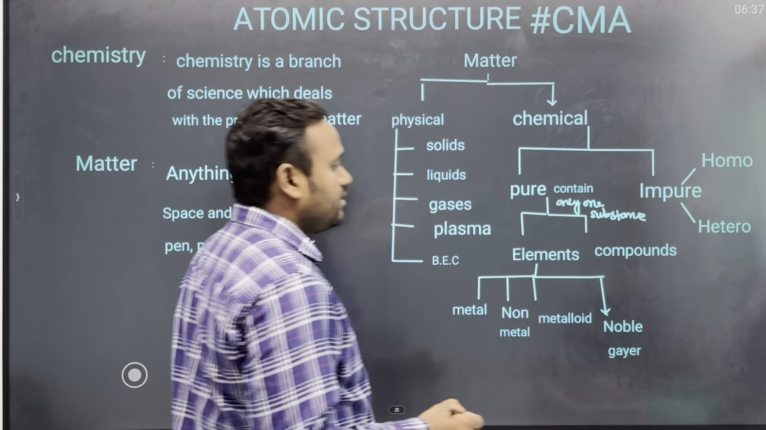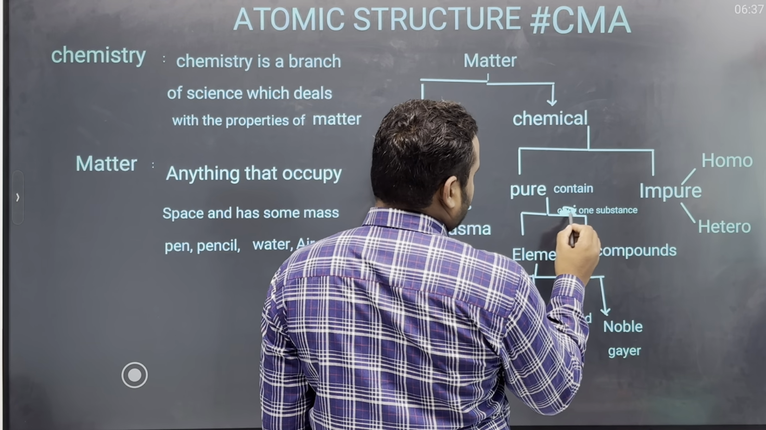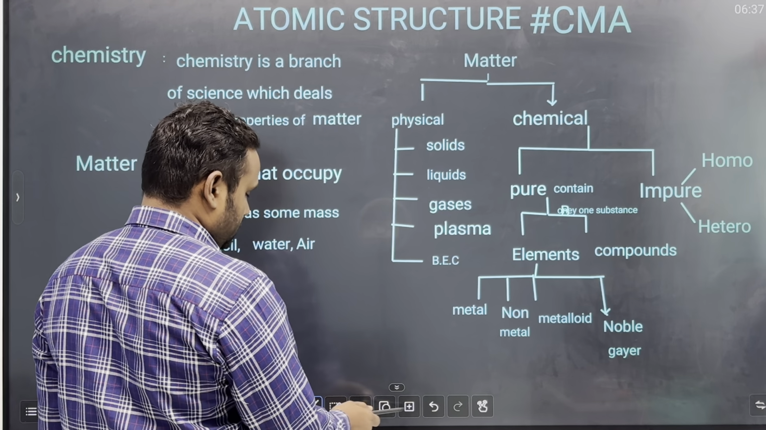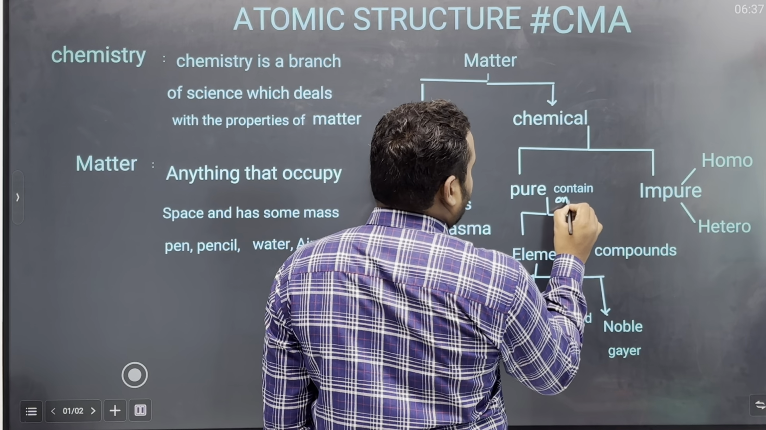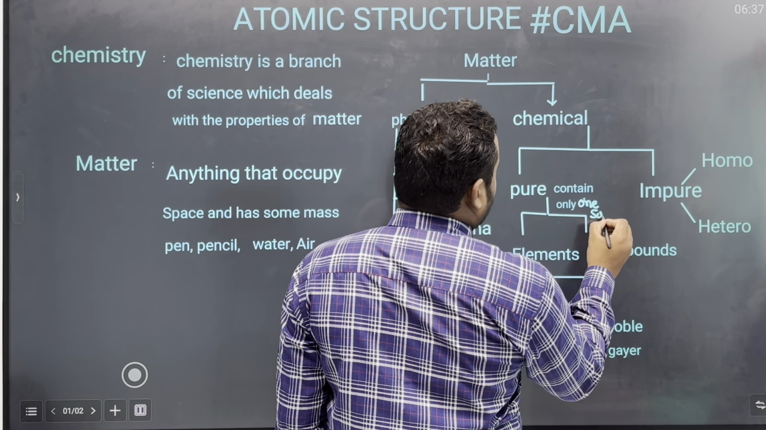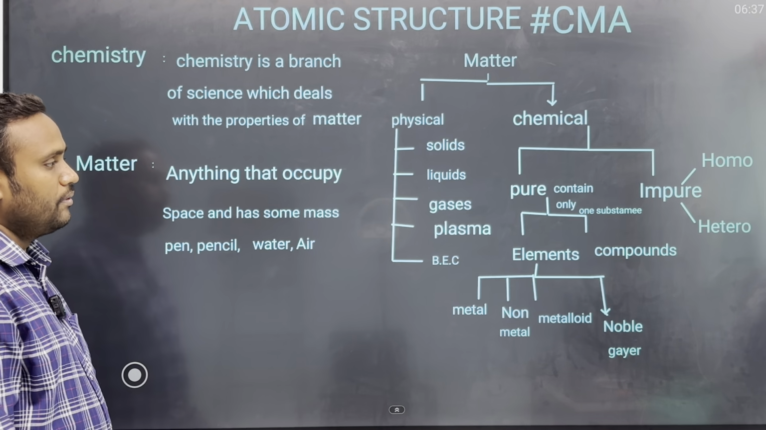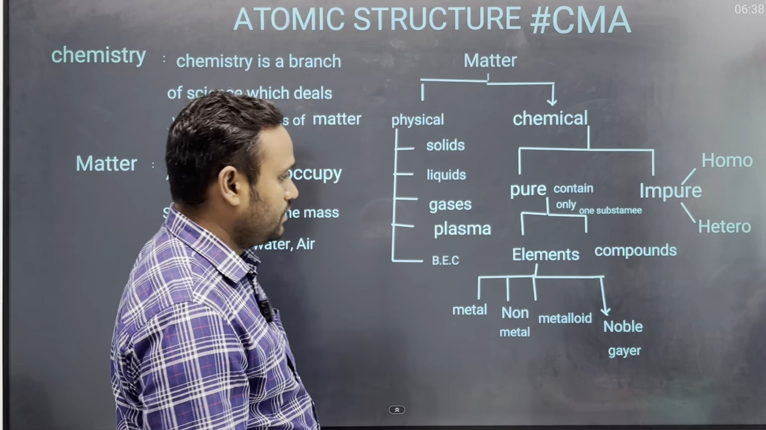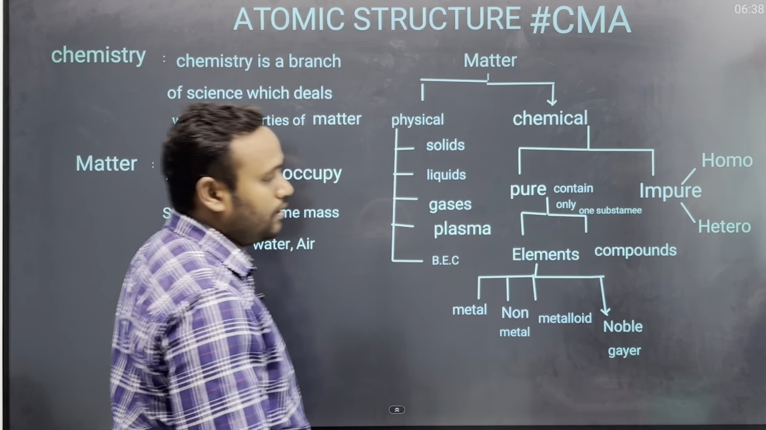Pure matter contains only one substance. That is called pure matter. So pure matter is again classified into elements and compounds. Your elements are again classified into metals, non-metals, metalloids and noble gases.